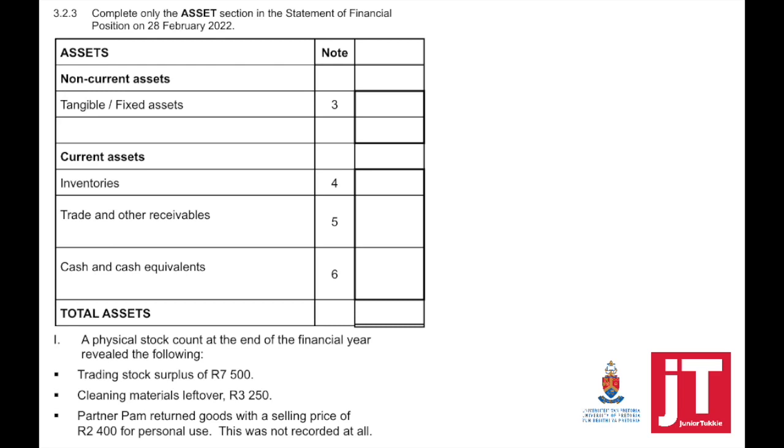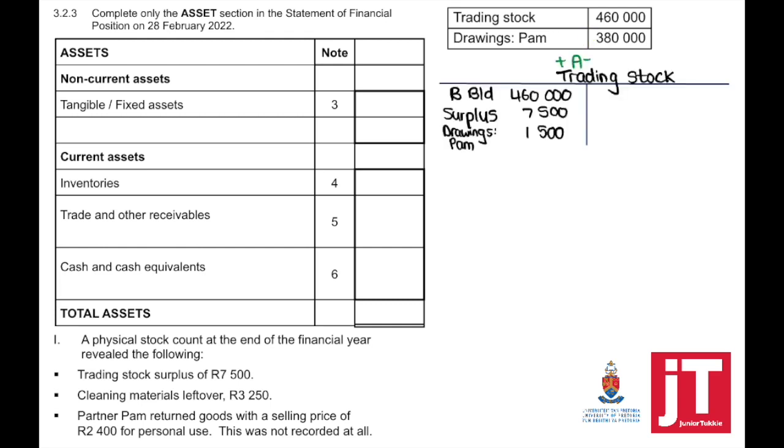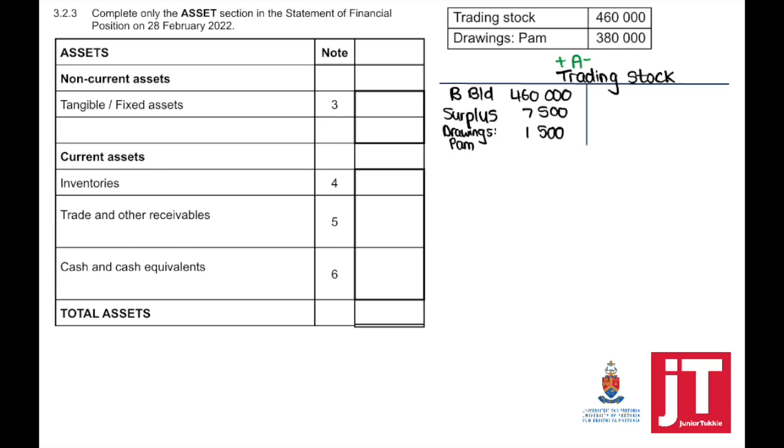When I started this, I said to you, step number 1, show the amount where it's supposed to go from the list of balances which was given. We are approaching it a little bit differently in this video. So we're starting now with trading stock, 460,000. The trading stock, we had the balance in the beginning. The owner returned trading stock, which was taken for personal use, and we calculated a trading stock surplus of 7,500.